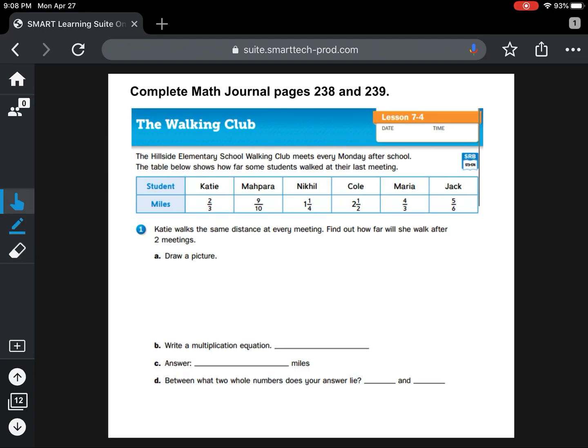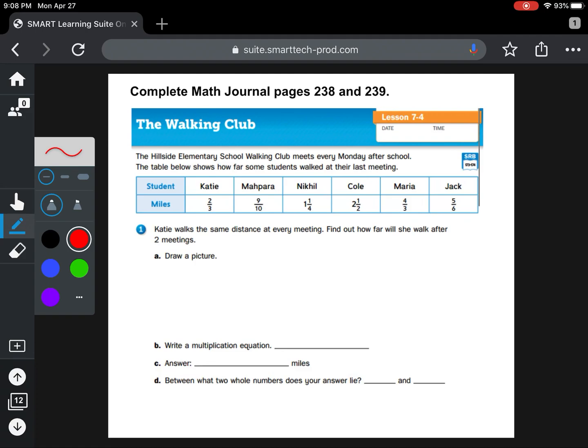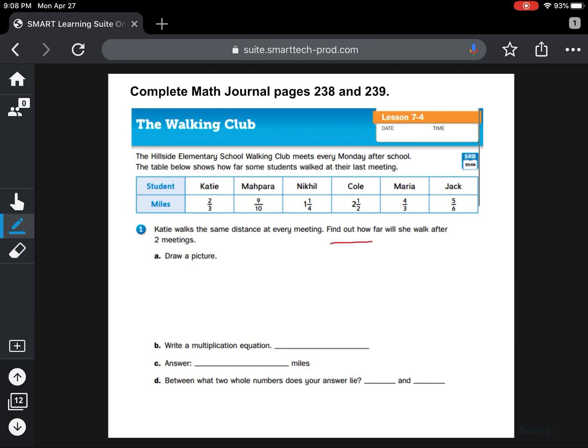Number 1 says Katie walks the same distance at every meeting. Find out how far she will walk after 2 meetings. So that's our question. Find out how far she will walk after 2 meetings. Well, here's 1 meeting for Katie. So it says that you should draw a picture.